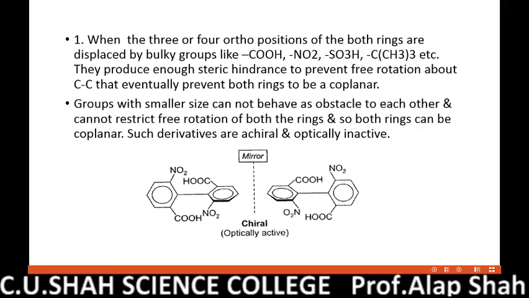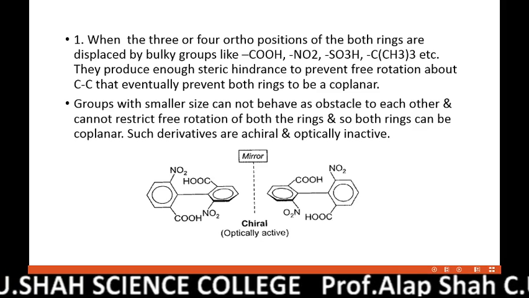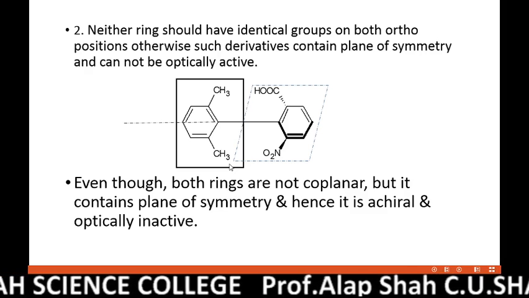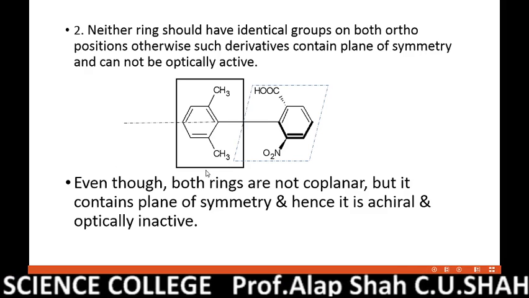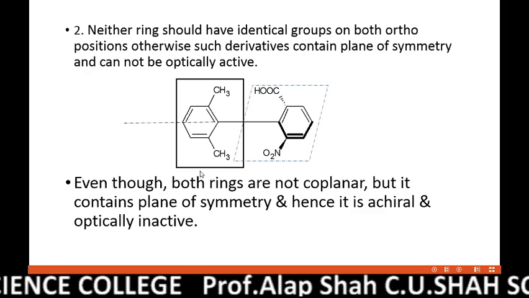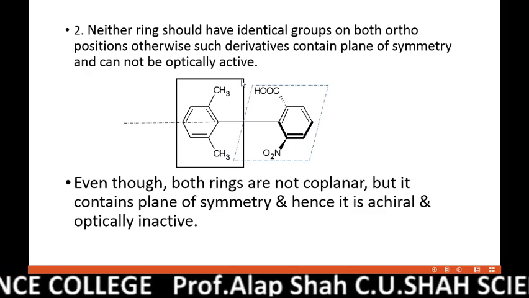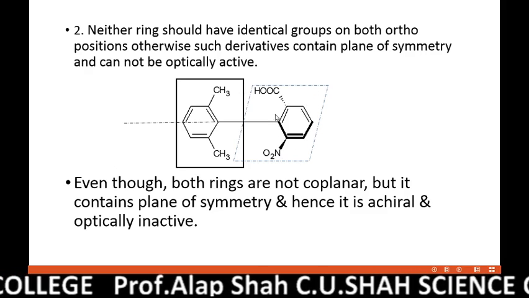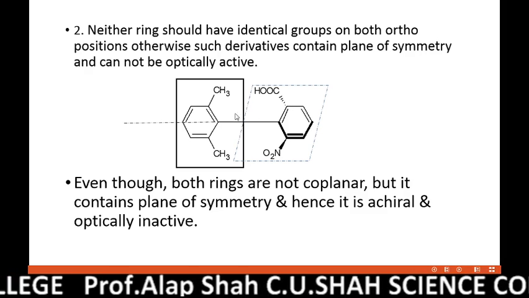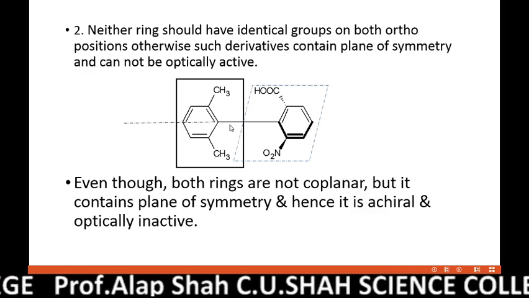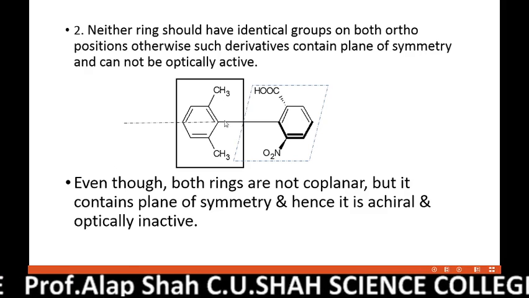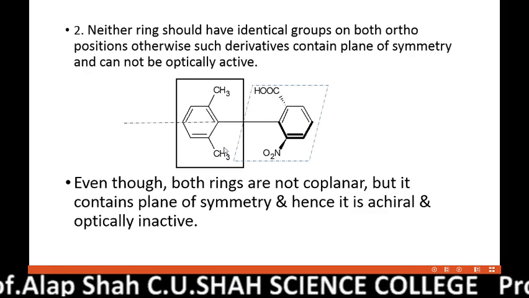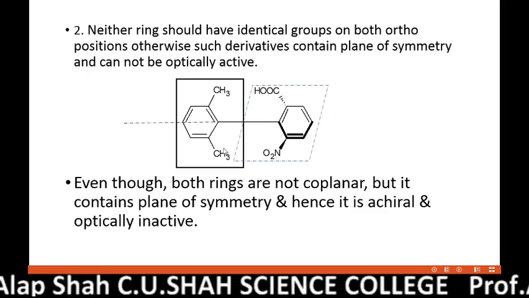But that alone is not enough. So condition 2 is this. Now you can see, if you focus on the figure, that already both the rings are perpendicular. One plane is shown with the continuous line, another with the dotted lines. This dotted plane is perpendicular to the first one. But even after that, you can see that both ortho positions of the same ring are occupied by the same group, the methyl group.